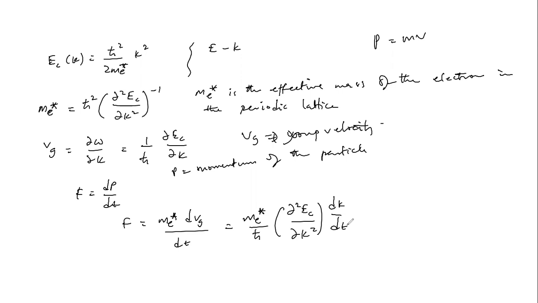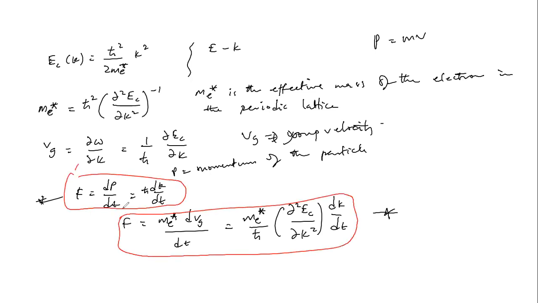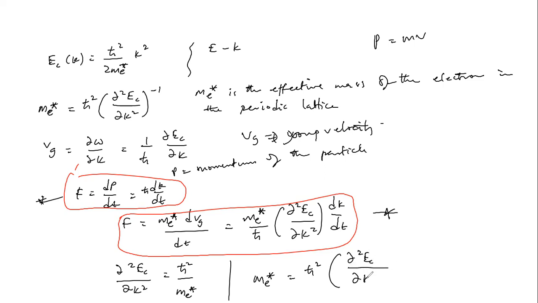And now, for these two expressions for F to be constant, this is the same as h cross dk/dt, right? So for this expression and this expression to be consistent, then we must have that d squared E_C over dk squared is equal to h cross squared over the effective mass. Or better still, we can say that the effective mass is the same as h cross squared over the second derivative d squared E_C by dk squared.